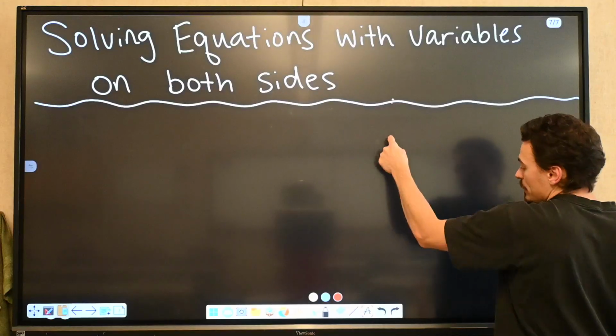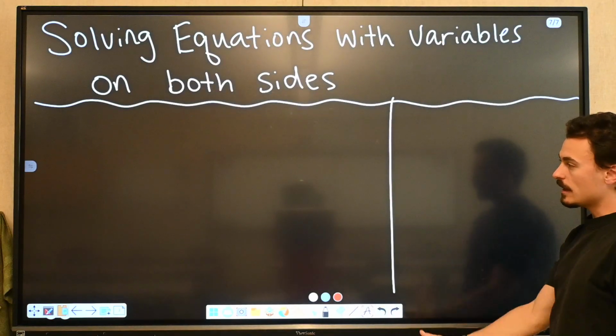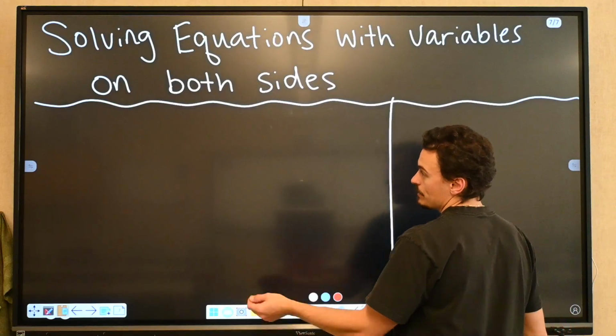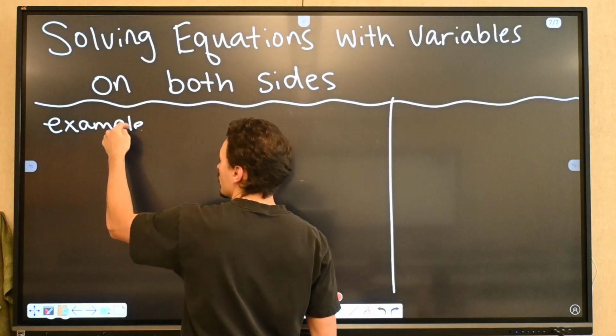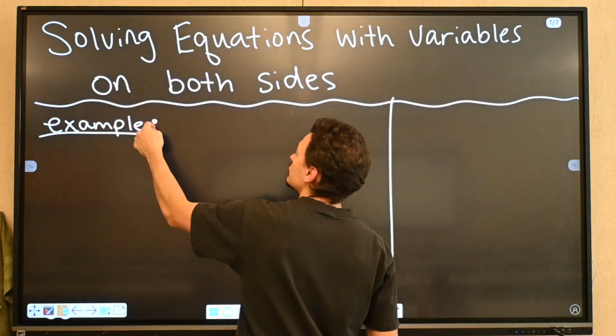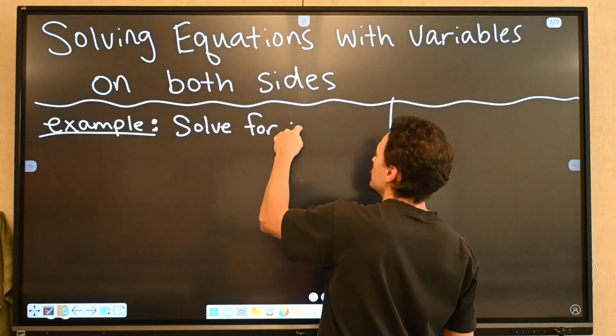Okay, what I want you to do is make a line just like that on your paper. Okay, so here's the title. Make a line down just like this. Okay, we're going to write this example down. We're going to solve for x.